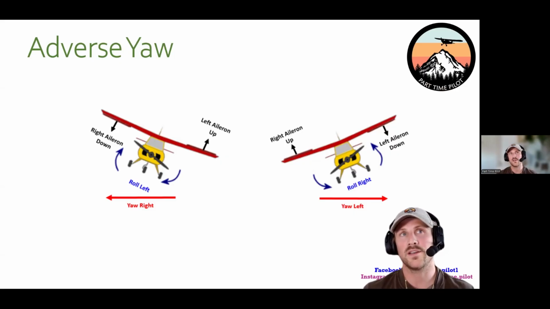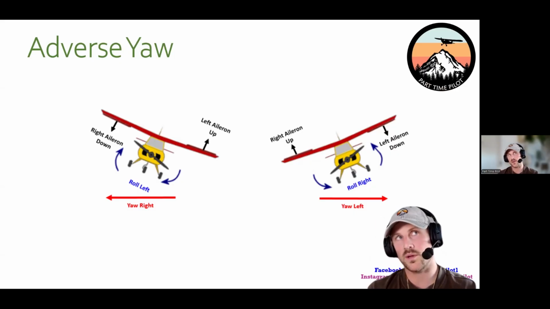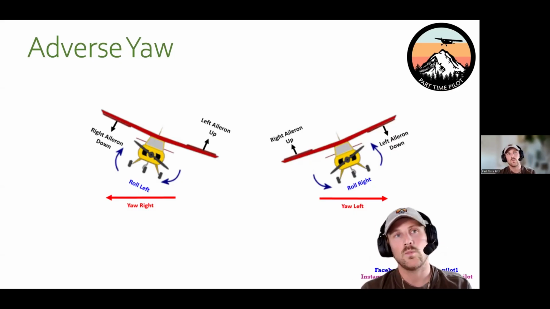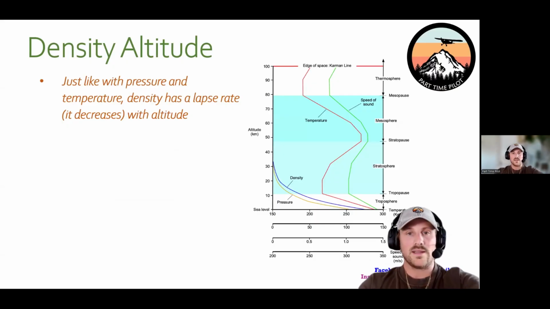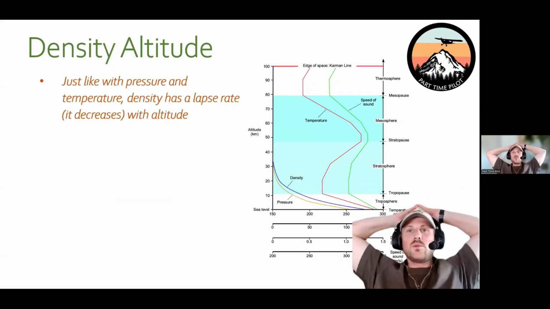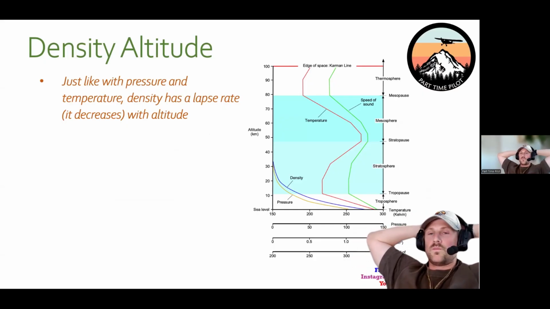And again, that's why in a turn you want to keep an eye on your turn coordinator and make sure it's coordinated. We'll go more over coordinated turns a little bit later. But this is why you have to coordinate turns. One of the reasons is adverse yaw. All right. Any questions before we move on to density altitude?